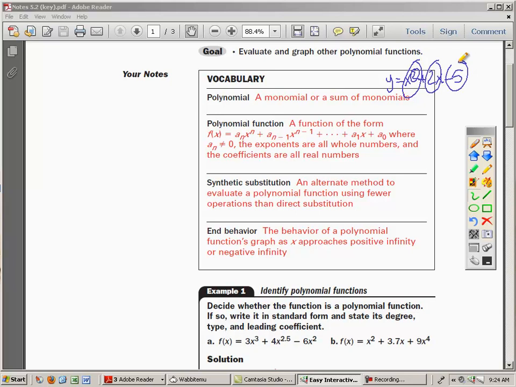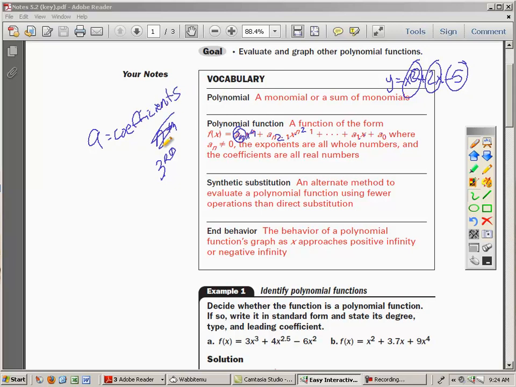A polynomial function is a function of the form f of x equals a sub n, so that's coefficient n, times x to the n power. So if it's nth degree, for example, suppose it was the third degree. This would be coefficient number 3, and then this would be coefficient number 3 minus 1, or coefficient 2, and then x to the second power. Et cetera, all the way down to a sub 1 x and then a sub 0. So basically the a's are your coefficients.